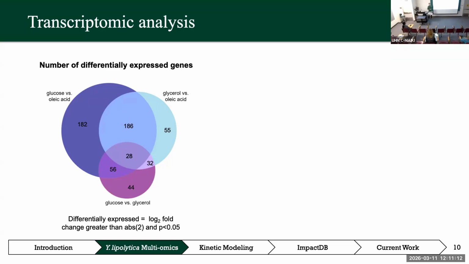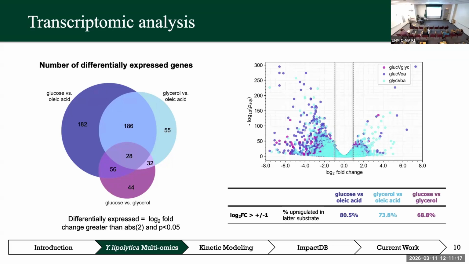Then taking a closer look at which genes are up and down regulated, we made this volcano plot. I want to focus on the purple and blue dots that are comparing glucose to oleic acid and glycerol to oleic acid. We see that in general, it's not a symmetrical plot. There are a lot more points on the left side. This means that when genes are differentially expressed, they tend to have higher expression in oleic acid than in those two other carbon sources.